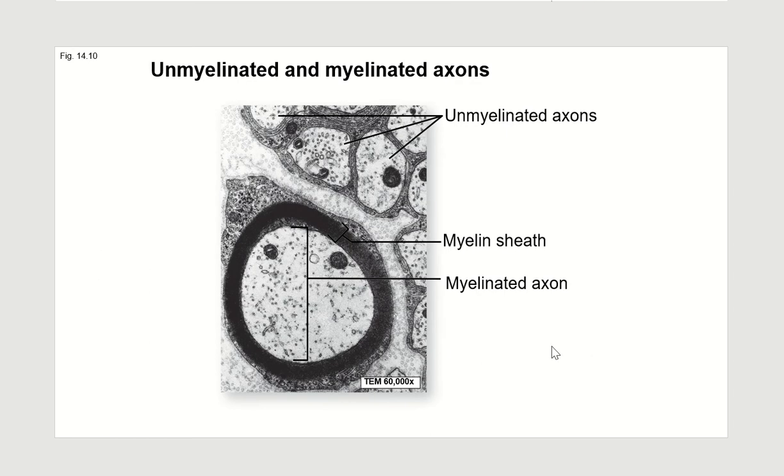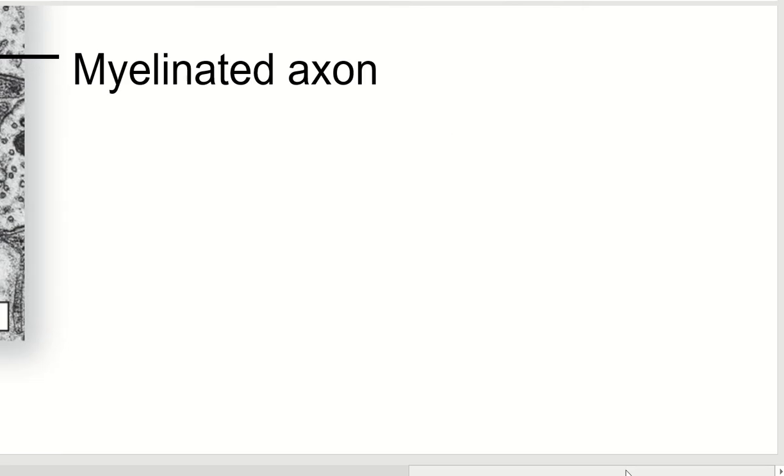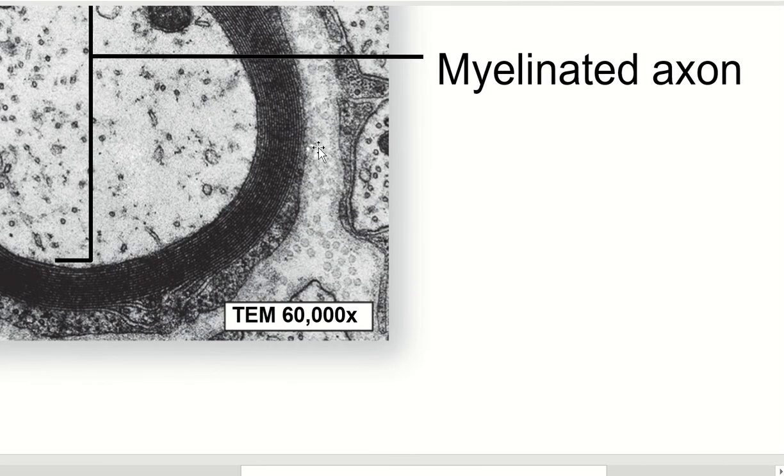And when we look at these on an electron micrograph, so this is 60,000 times normal size, this is our axon, and you can see the layers of myelin in here. And if I zoom in, you can see it really clearly. So you can see all these layers here, that's layers of plasma membrane. And then out here, we can see the cytoplasm of that myelin-making cell.